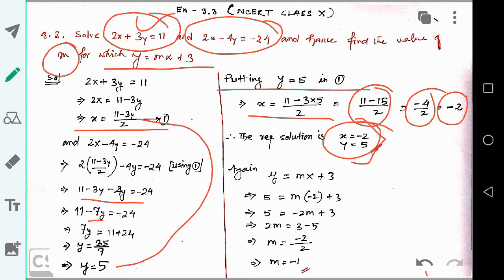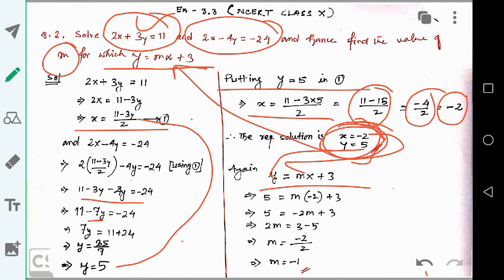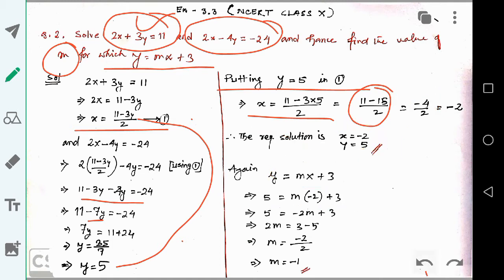So now let us put these two values of x and y in this relation or in this equation. Again it is given y = mx + 3. We have put here x = -2 and y = 5, and putting we have got this. Let me repeat again, x = -2 is put here, and y = 5 is put here in order to obtain this. Then from here after simplification we have got m = -1.